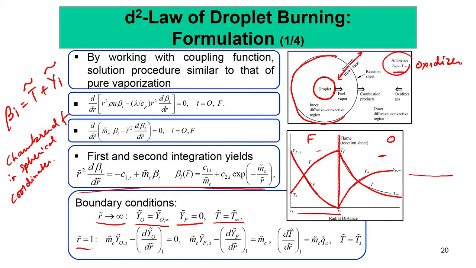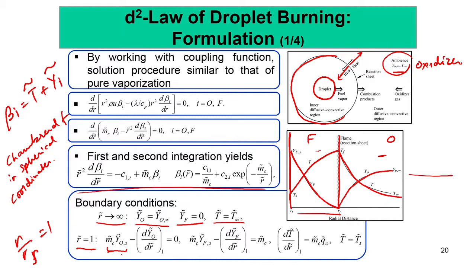Now similarly at R tilde equal to 1, that is at R by Rs equal to 1, this is the boundary there. Basically this says that your MC, the normalized mass rate of evaporation, which is also the mass flow rate of combustion, the burning rate, is SN times YOS.